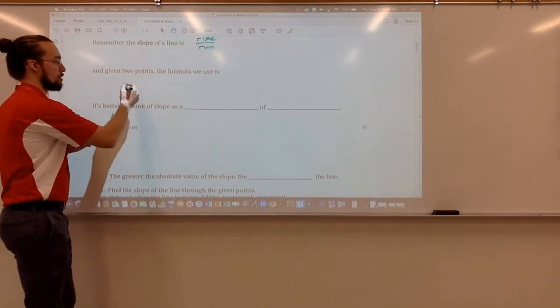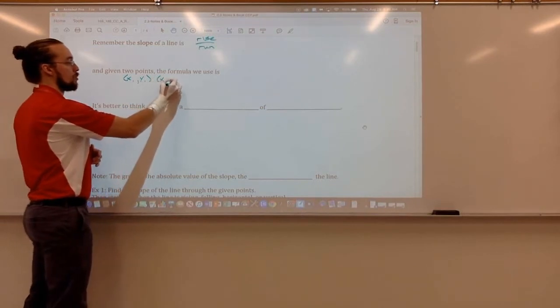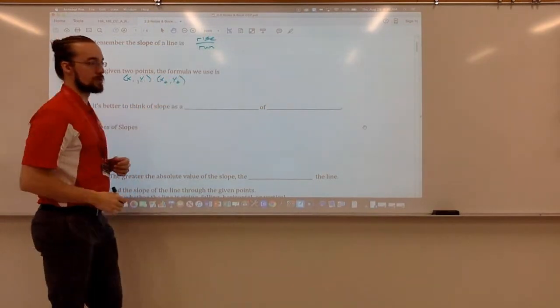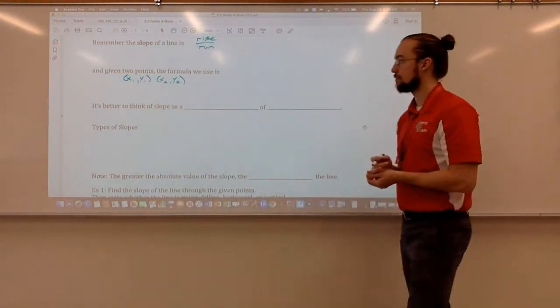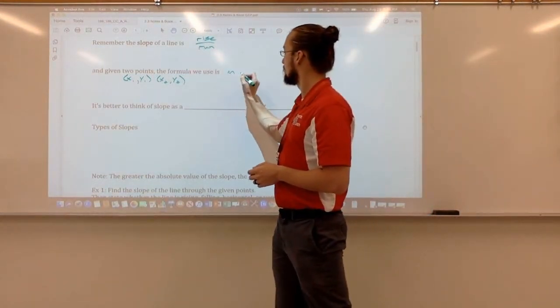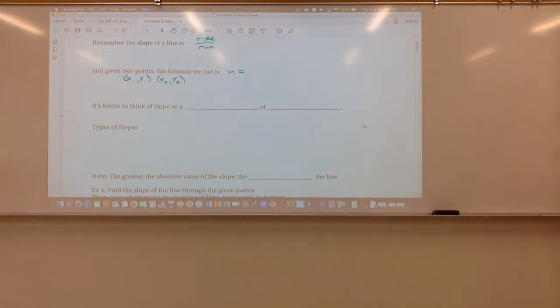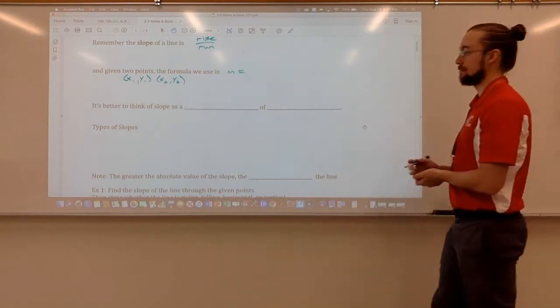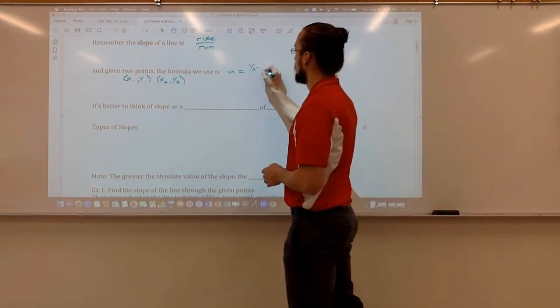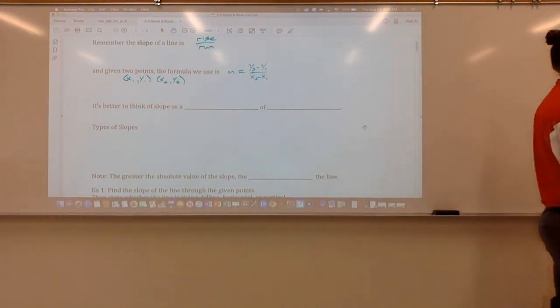And given 2 points, usually we say that's x1, y1, x2, y2. What's the formula for slope? Who remembers the formula for slope? Yeah. y2 minus y1 over x2 minus x1. Right? That's our formula for slope.